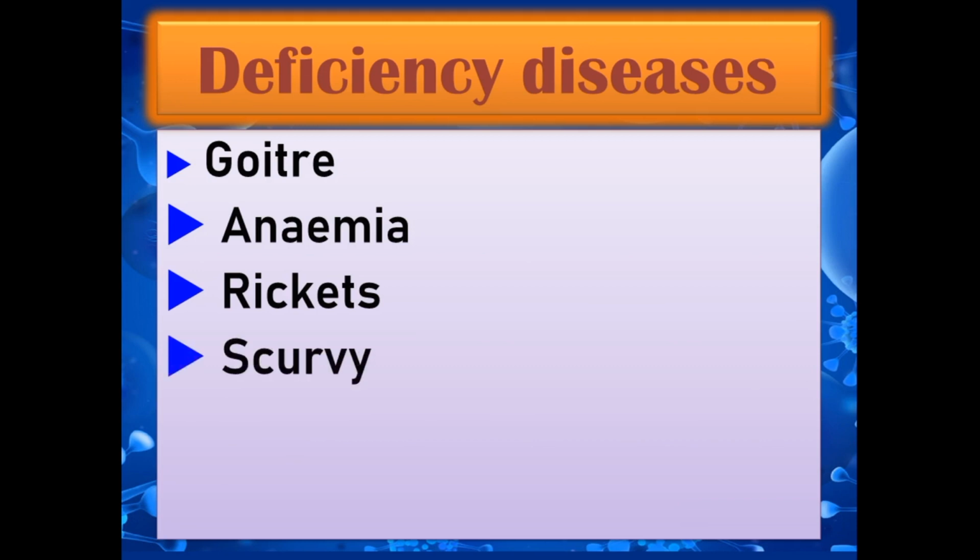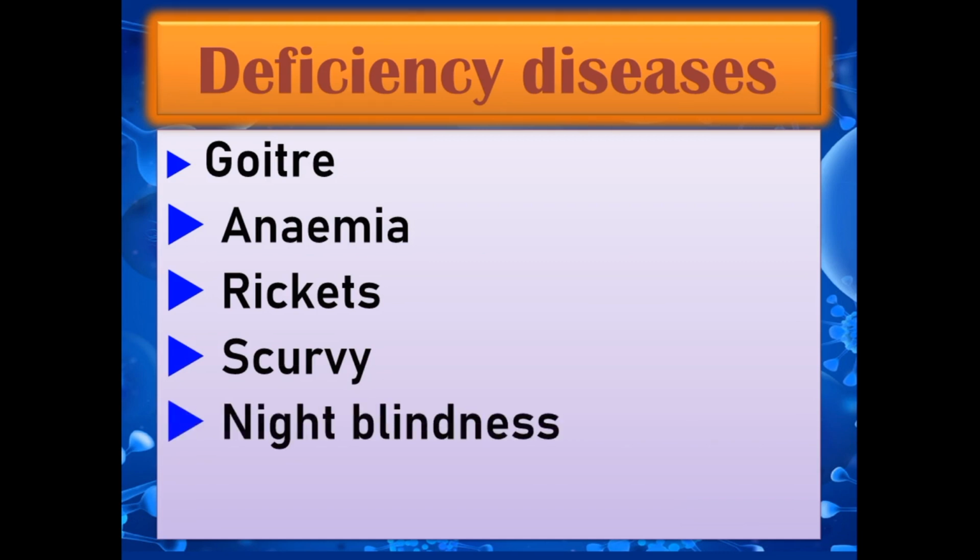Scurvy due to the deficiency of vitamin C. Night blindness, very familiar to you, in the chapter of eye you have studied, that night blindness is due to deficiency of vitamin A. Then beriberi, another type of deficiency disorder which is due to vitamin B deficiency. So goiter, anemia, rickets, scurvy, night blindness, beriberi, these are some of the examples of various deficiency diseases.